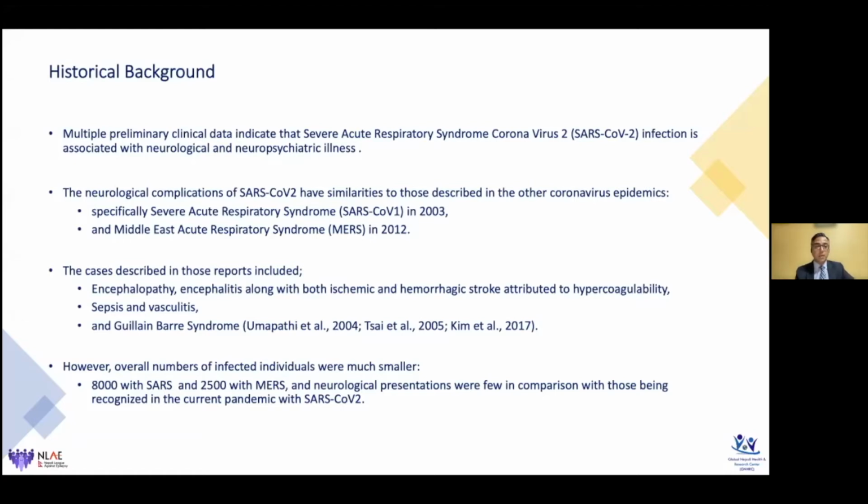These viruses also demonstrated neurological findings similar to what we've been seeing with COVID-19, which include encephalopathy, encephalitis, and strokes, which are either ischemic or hemorrhagic types, along with peripheral nervous system disorders such as Guillain-Barré syndrome. However, the number of infected individuals at that time was much smaller, with SARS 8000 and MERS 2500. So given the pandemic now, we are expecting to see a lot more neurological manifestations.